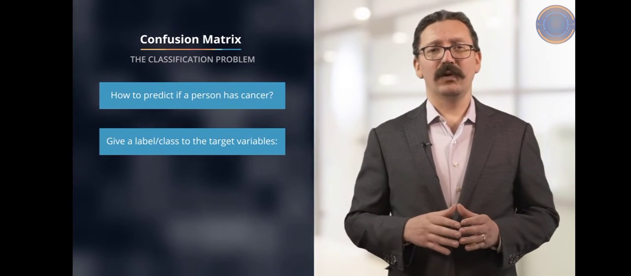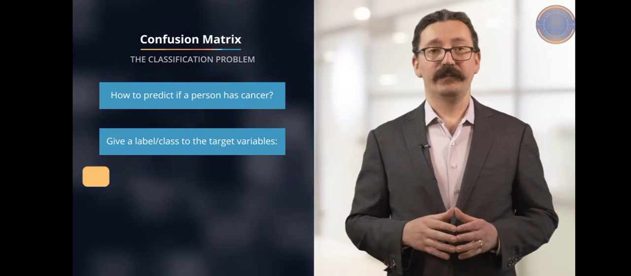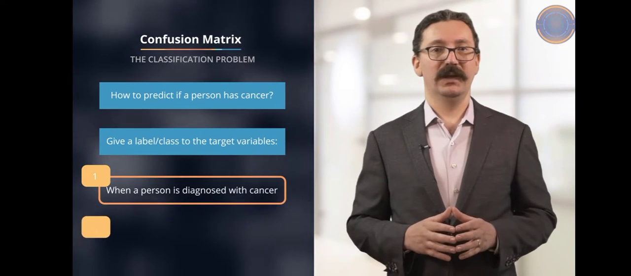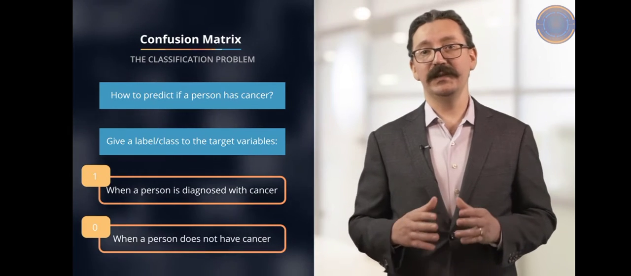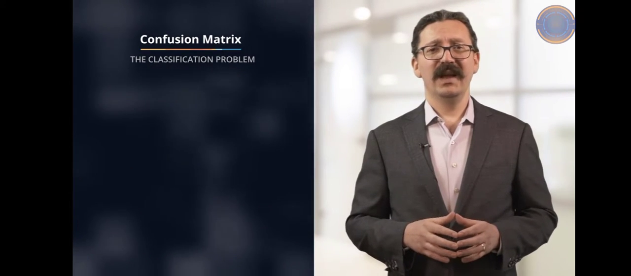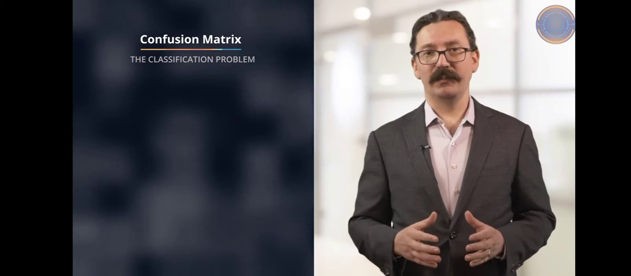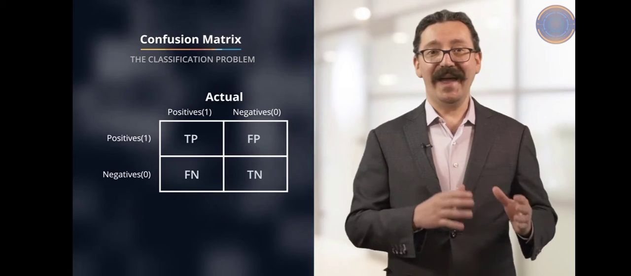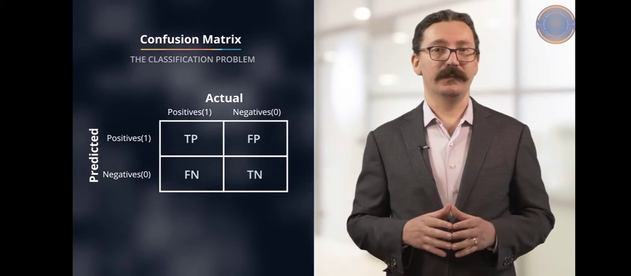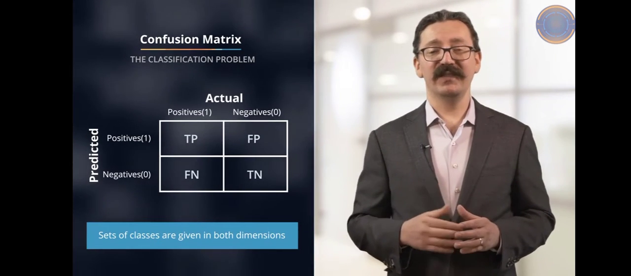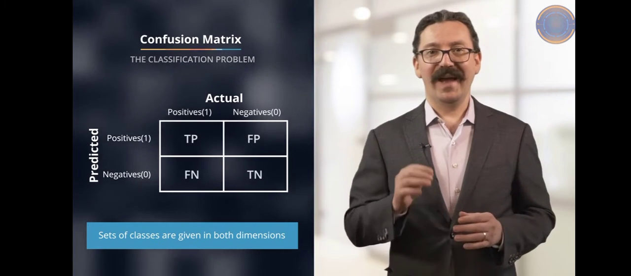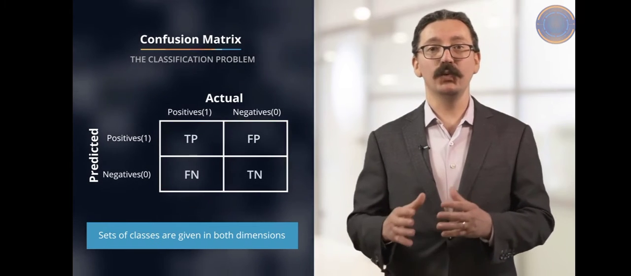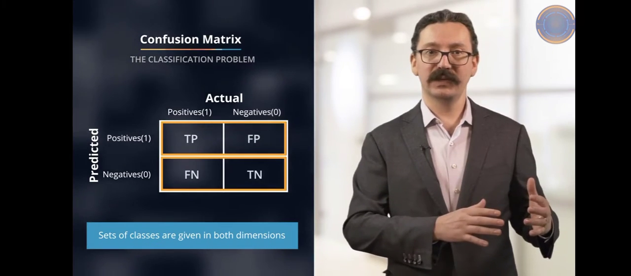Let's give a label or class to our target variable. 1, when a person is having cancer, and 0, when a person is not having cancer. Now we have identified the problem. The confusion matrix is a two-dimensional table with actual and predicted sections. The set of classes are given in both dimensions. Actual classifications are added to columns and predicted ones are added to rows.